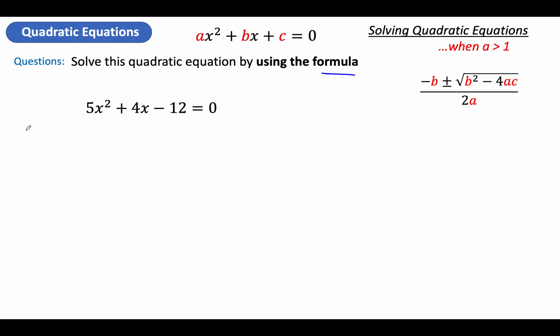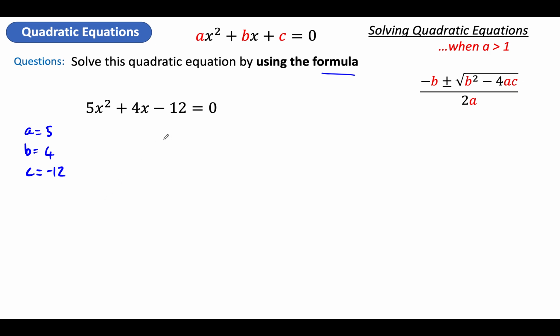I'd also say, if we're going to solve these, I'd always write out what a equals, what b equals, and what c equals. It's a good habit to get into. So a in this case is 5, b is 4, and c is negative 12. And do be careful with those negatives, that's where most people go wrong.